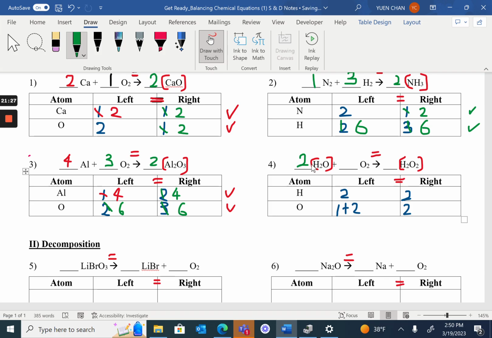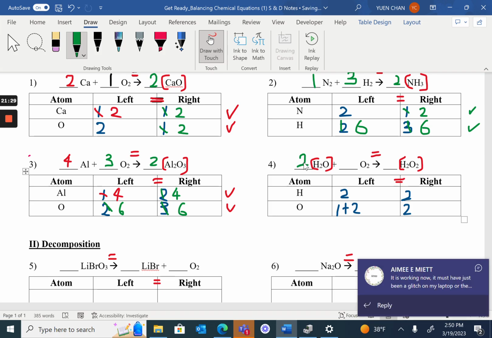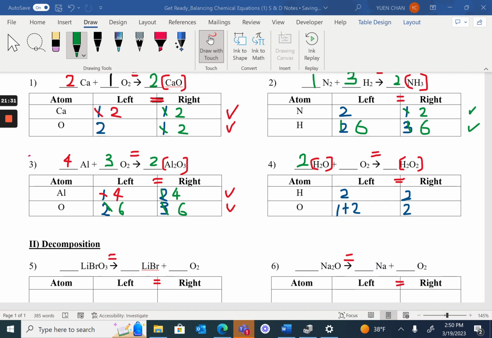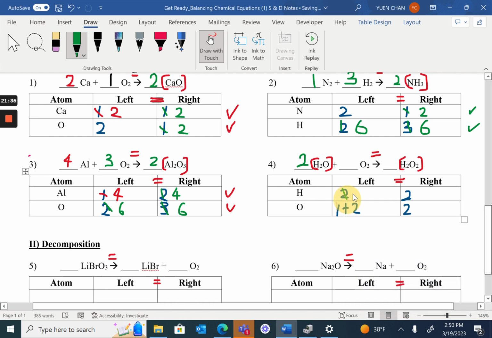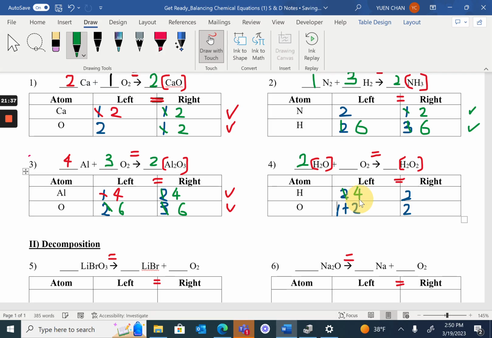That means I'm not just changing the oxygen, I'm also changing the hydrogen. Okay, so my hydrogen becomes 4, right? 2 times 2 is 4. And then my left-hand side oxygen will become 2. All right. Now you can see that none of them is balanced. So you want to see what you can change.